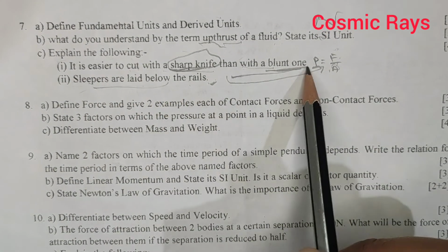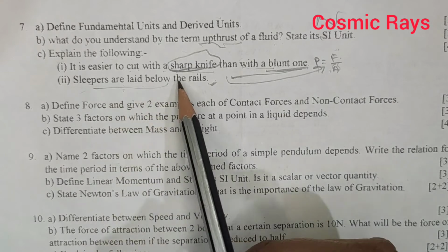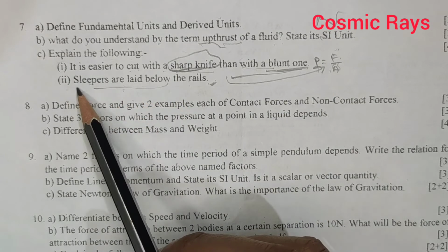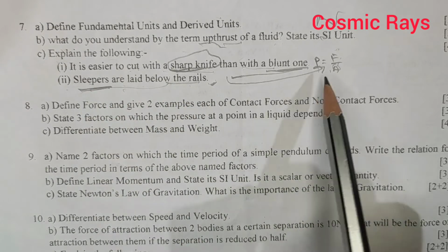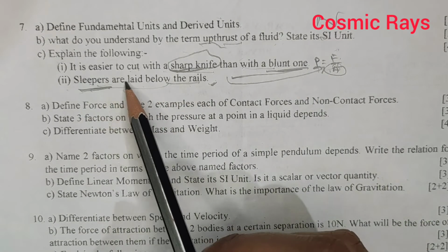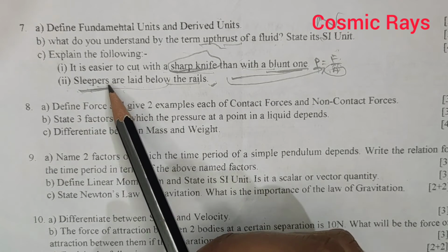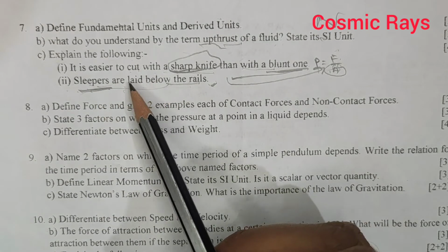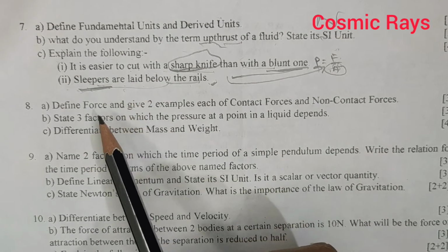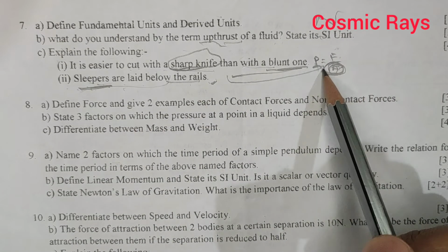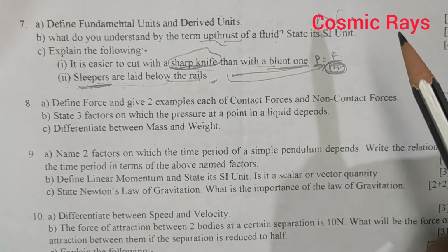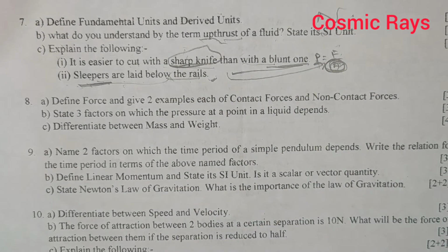Even this has got the same explanation, that when you place sleepers below the rails, sleepers have got more area, so the pressure that the rail engine or the body of the railway coach is going to exert will be divided amongst the bigger area, and the pressure due to that will decrease. Direct question from the textbook.